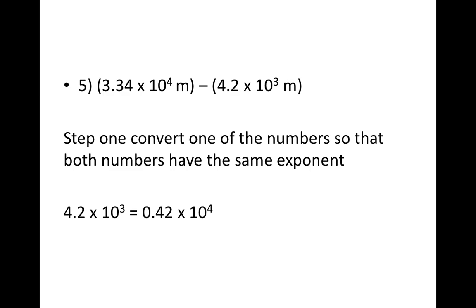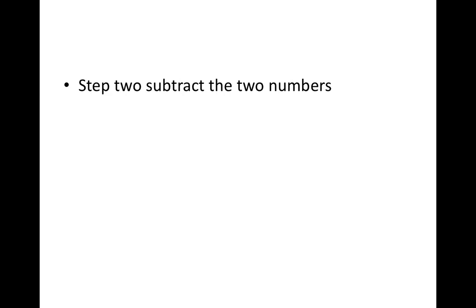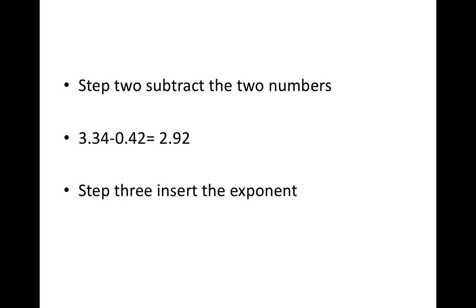So we're going to convert 4.2 times 10 to the power of 3, which is equal to 0.42 times 10 to the power of 4. Step 2, subtract the two numbers. 3.34 minus 0.42 is 2.92. And then step 3, insert the exponent. So we put the power of 4 back in. It's 2.92 times 10 to the power of 4.